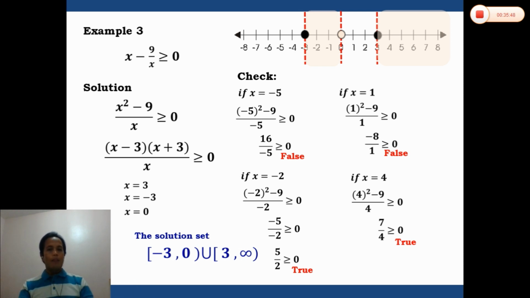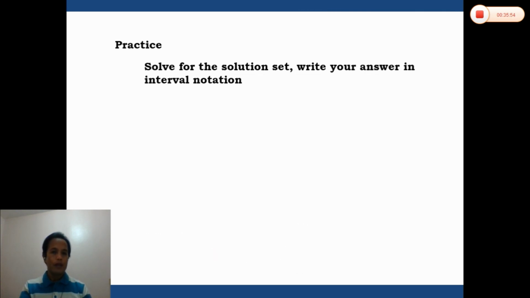So that's it. I hope again you have learned something from this video. But before I go, you need to try this exercise. For the solution set, write your answer in interval notation. Number 1, we have 2 minus x over x minus 1 is less than 0. And number 2 is 2 over x is less than 3.